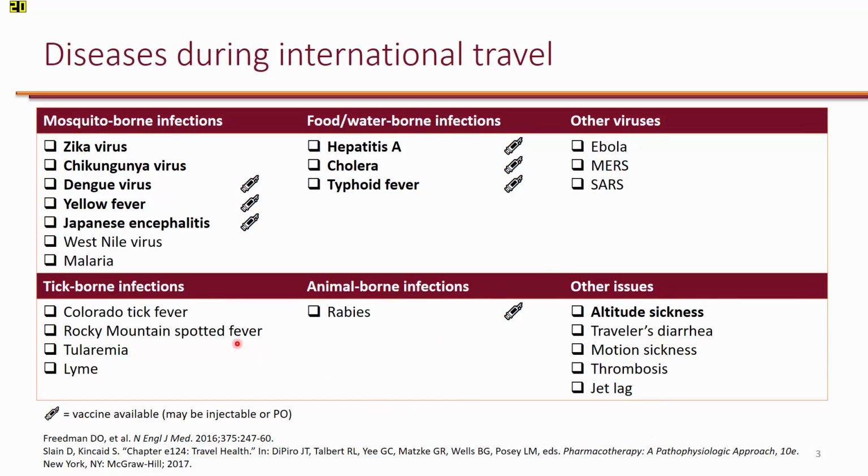Now, here are some examples of mosquito-borne infections. Also food and water-borne infections, other viruses, tick-borne infections, animal-borne infections, and other issues that travelers may encounter. The ones that are bold are actually the topics that are covered in this presentation. The syringe symbol shows that there is some sort of immunization, either PO or injectable, available for these infections.